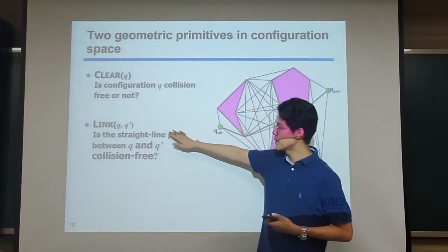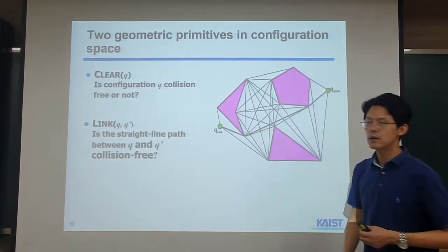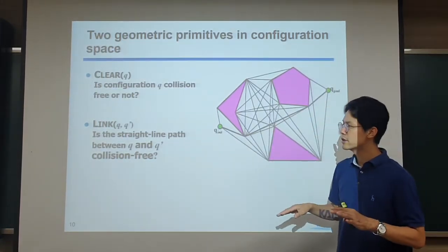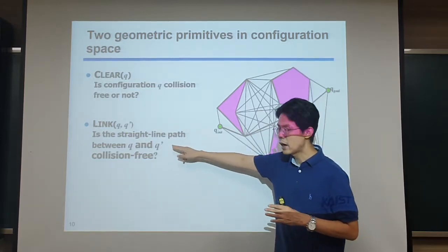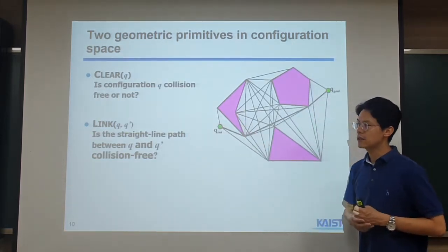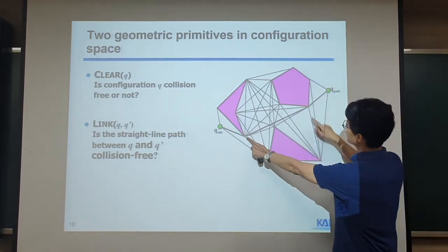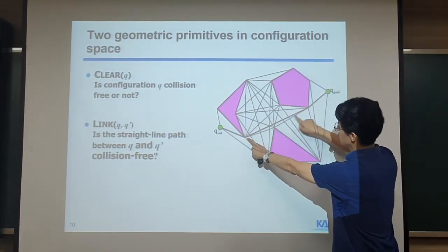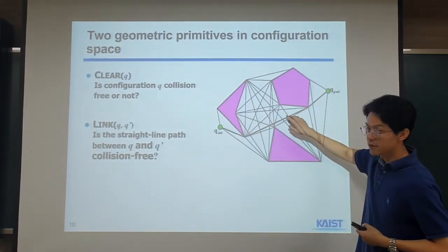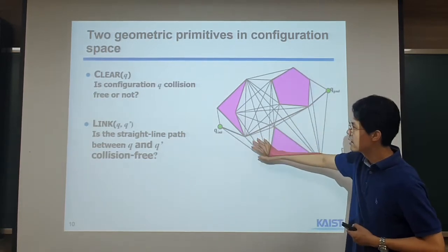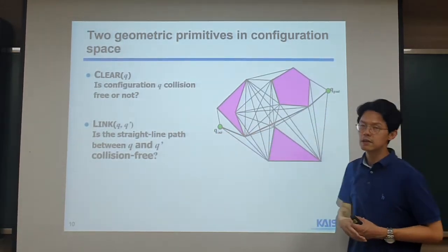And then the link between two configurations Q and Q prime basically checks whether, along the straight line path between Q and Q prime in the C space, we don't have any collision along that line. For example, from here to there, we can think about this straight line path in the C space, and we don't have any collision, right? So in that case, if we call link from here to there, we will get true.